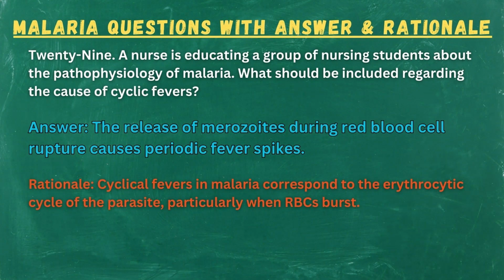29. A nurse is educating a group of nursing students about the pathophysiology of malaria. What should be included regarding the cause of cyclic fevers? Answer: The release of merozoites during red blood cell rupture causes periodic fever spikes. Rationale: Cyclical fevers in malaria correspond to the erythrocytic cycle of the parasite, particularly when RBCs burst.